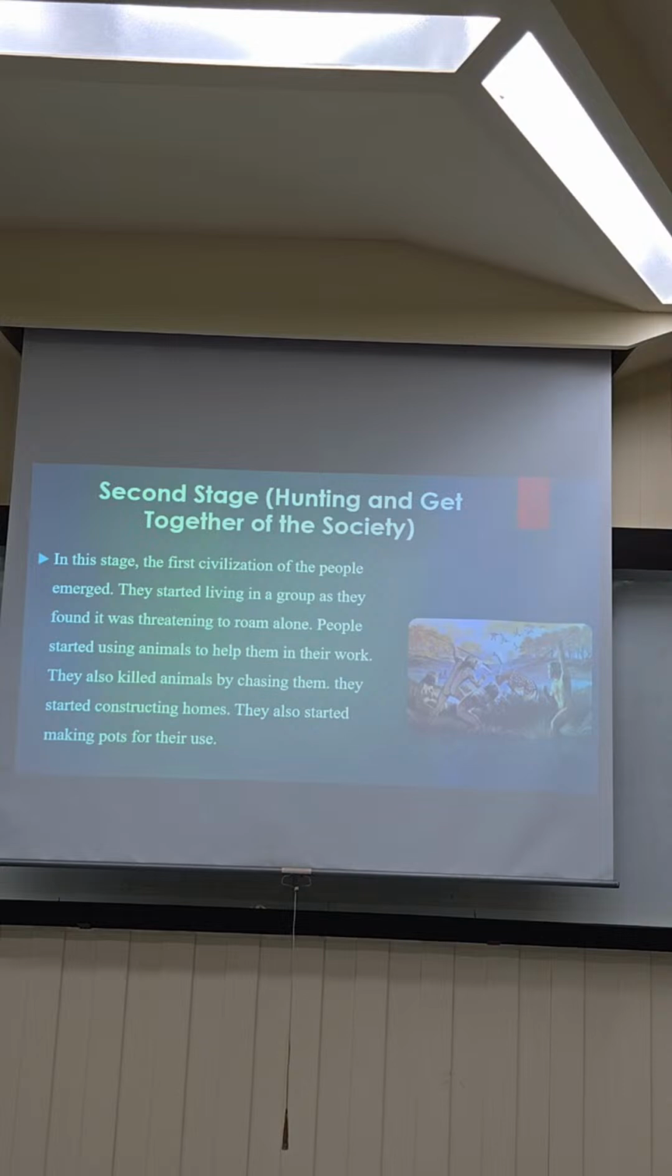Now they are starting to think differently. They started living in a group as they found it was threatening to roam alone, just to move around alone. So now, are you sensing the gathering of people as a state? It started to link up. People started using animals to help them in their work. They also killed animals by chasing them. They started constructing homes. They also started making pots for their use. You see that? Do you have any comment?